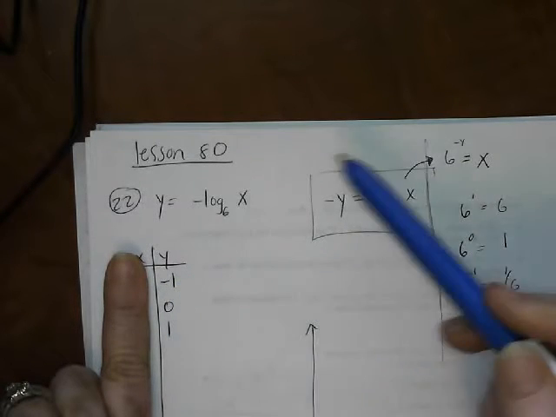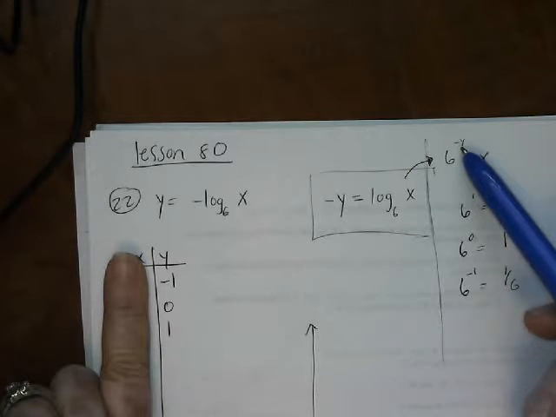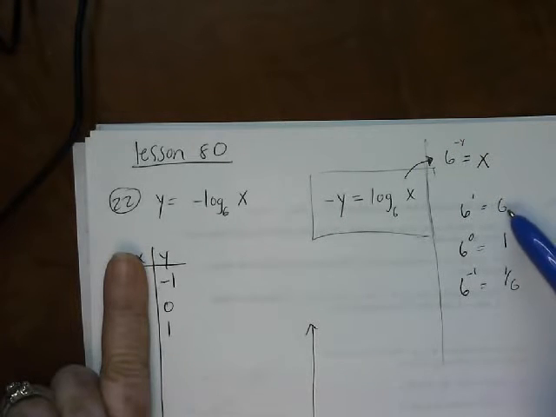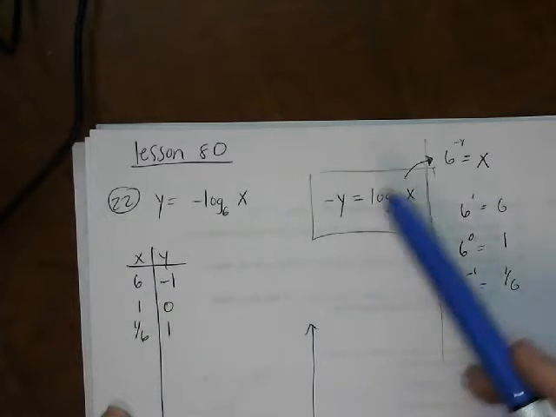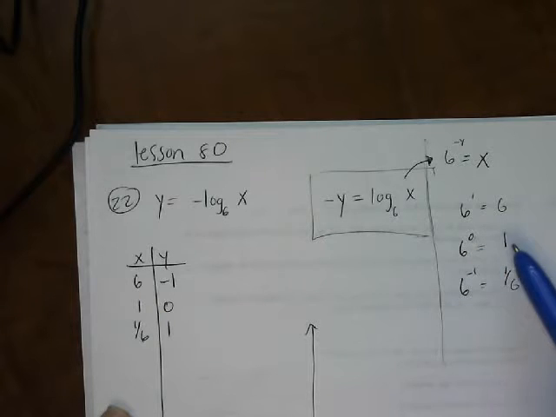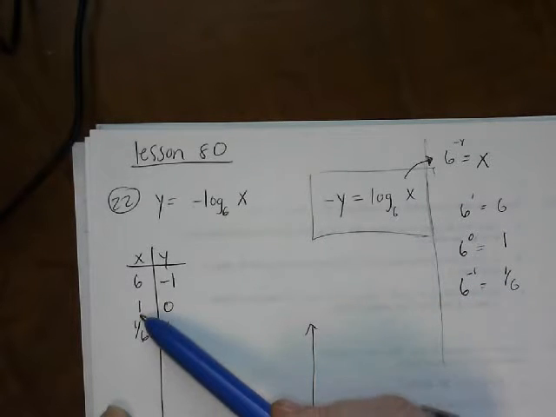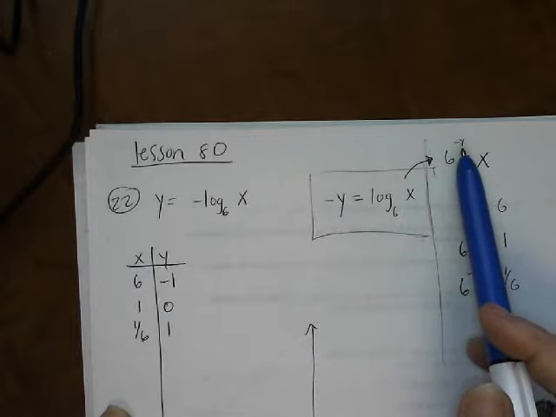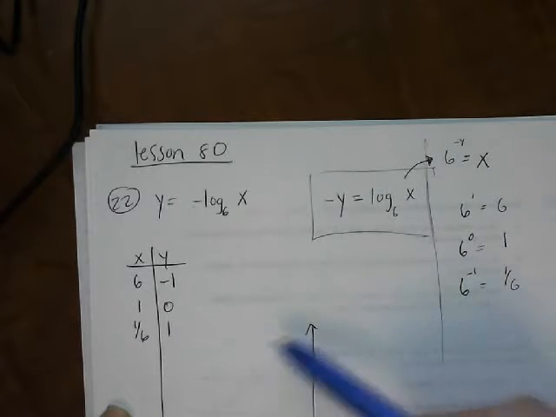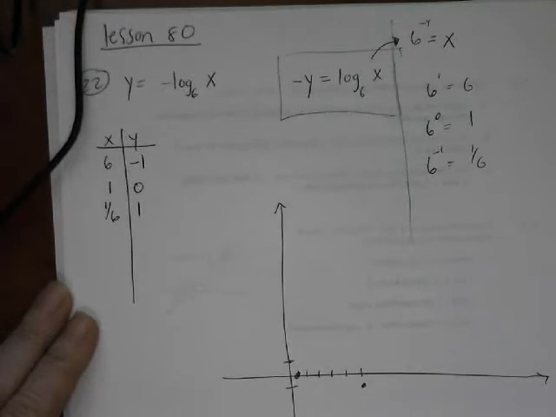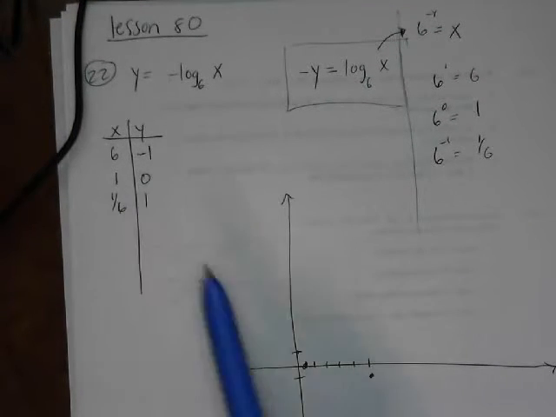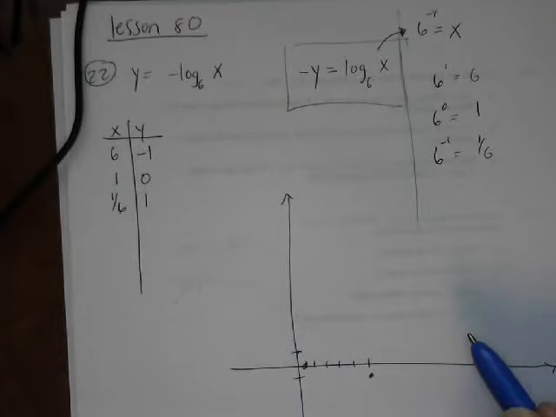Plug in -1 right here, then you'll have 6 to the 1, and that's equal to 6. If you plug in 0 right here, you have 6 to the 0 equals 1. And if I plug in 1 for y, I'll have 6 to the -1, that's 1/6. And then I can go ahead and graph it by plotting the points. 6, -1 is right here. And then 1, 0. And then 1/6, 1.